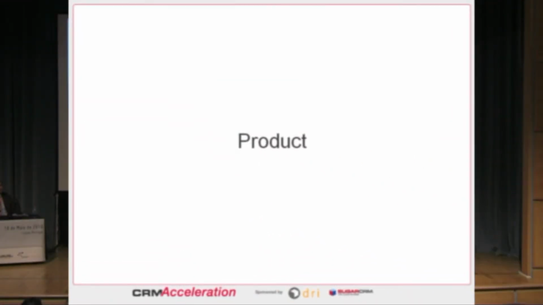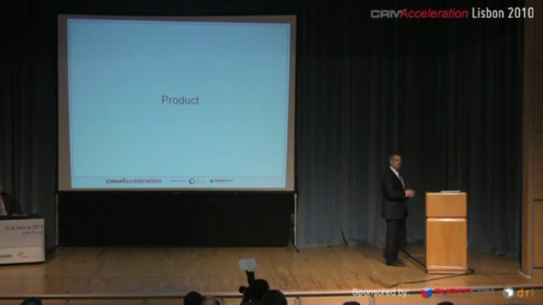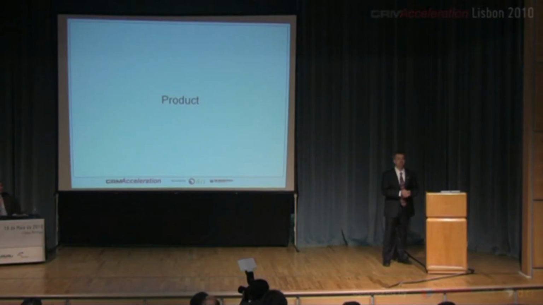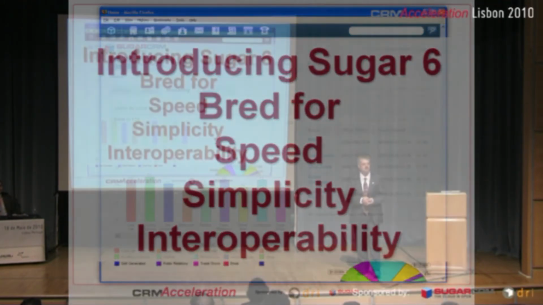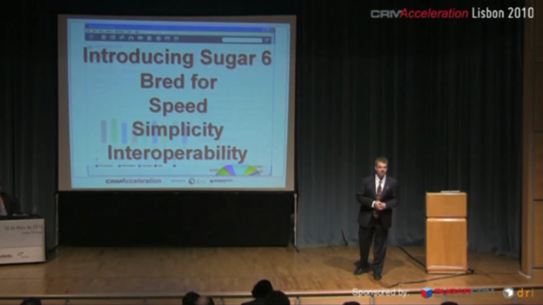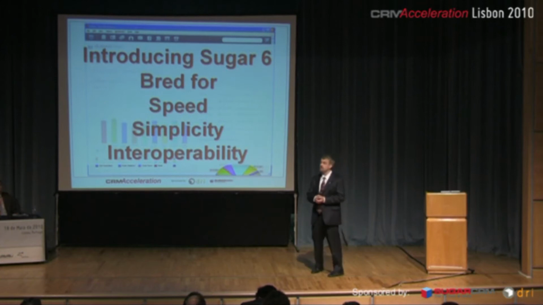Let's go ahead and take a look at Sugar 6, the new version that's in beta today. The final version will be coming out in July, in just 2 months. We unveiled Sugar 6 at SugarCon last month. SugarCon is our yearly conference that we have in San Francisco. We had over 750 people attend this past year.